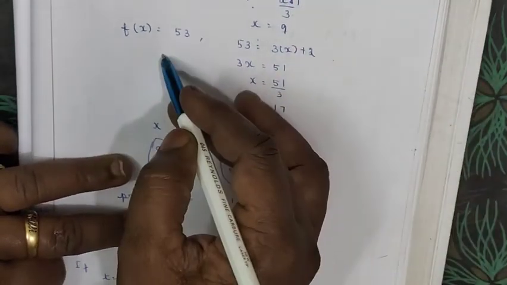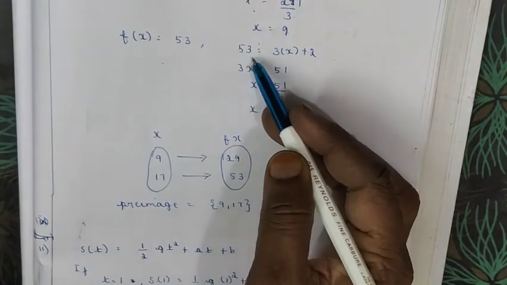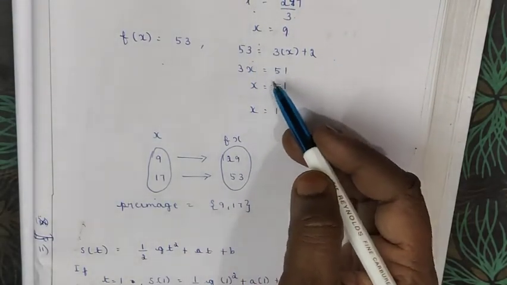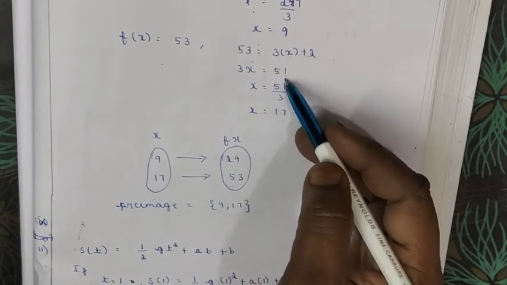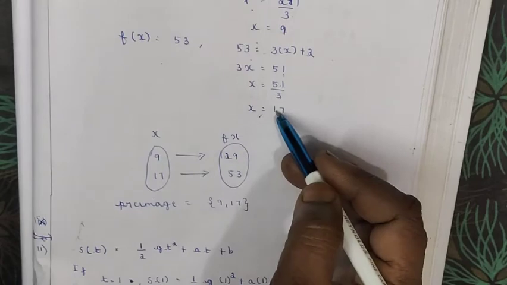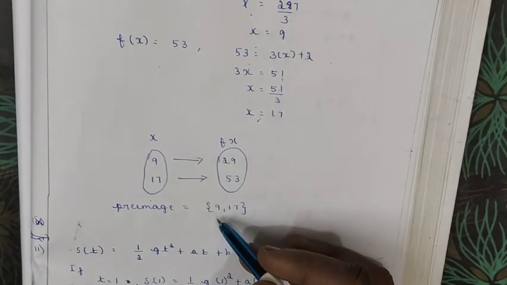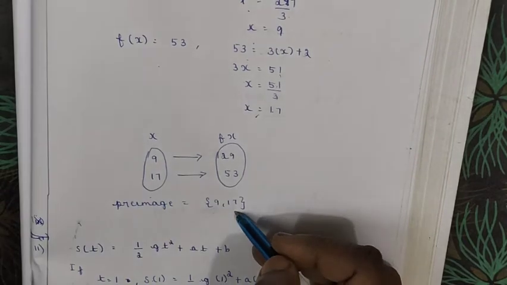And f of x equal to 53. When we substitute 53 for f of x, 3 into x plus 2, so 3x equal to 53 minus 2, 51. So x equal to 51 by 3, x equal to 17. So the pre-images of 29 and 53 are 9 and 17.